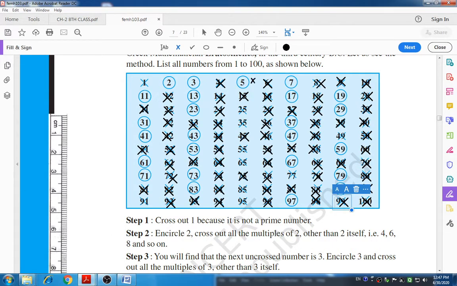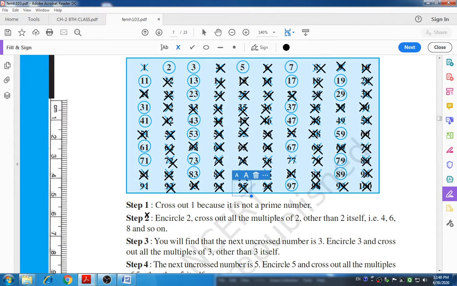Now it is the turn of 5. Now I encircle the 5 because it is a prime number, then I will cancel the multiples of 5. Okay, 5 ones are 5, 5 twos are 10, 5 threes are 15, 5 fours are 20, 5 fives are 25, 5 sixes are 30, 5 sevens are 35. Then the zeros are already cancelled. Then 55 is also a multiple of 5, 65, 85, 95. Okay, in that way you can play this game.